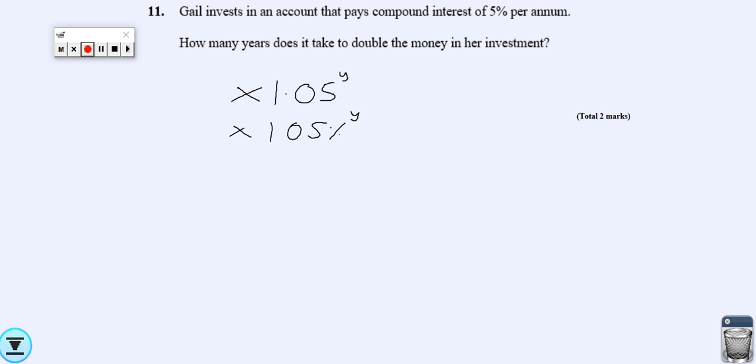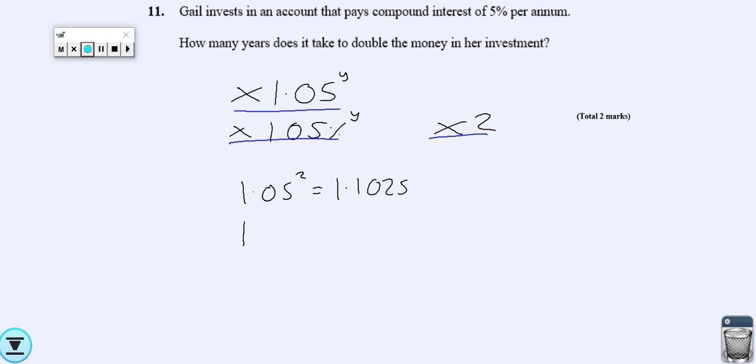We want to work out when it's going to double. Well, to double, we times by 2. So I want to work out when timesing by 1.05 to the power of how many years is the same as timesing by 2. So we can do a bit of trial and error here. 1.05 to the power of 2 equals, put it in your calculator, 1.1025.